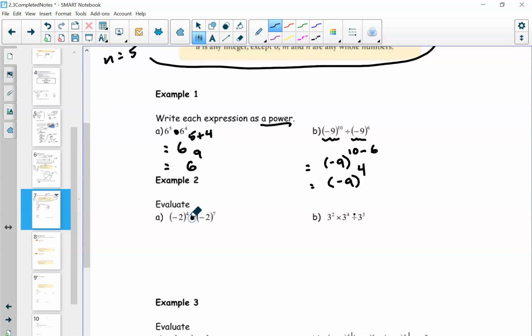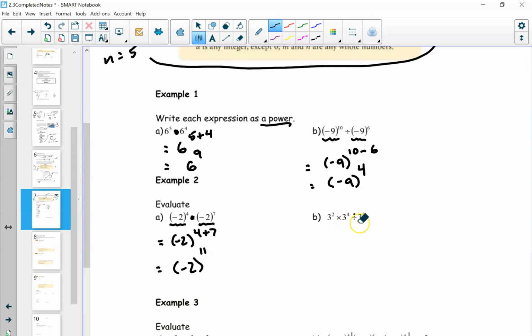We've got multiplication again. Okay, that's great. So, negative 2. That is the same base over here, negative 2. So let's just write that out. Negative 2. And then we've got multiplication. So we know we have to add the exponents. 4 plus 7. So our final answer is going to be negative 2 to the power of 11.